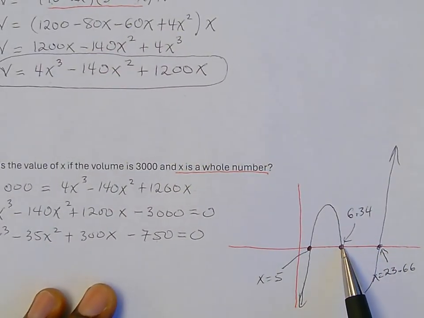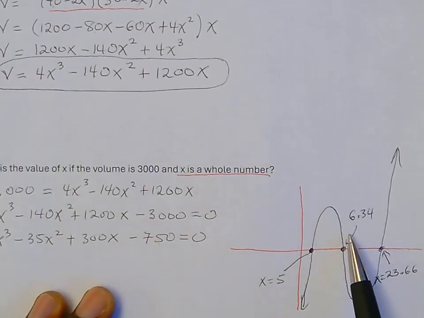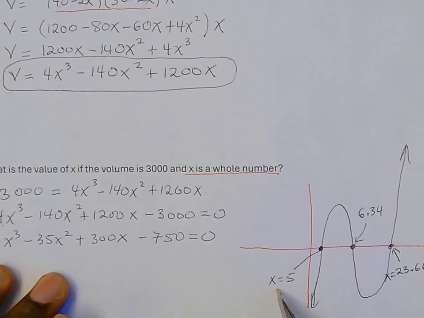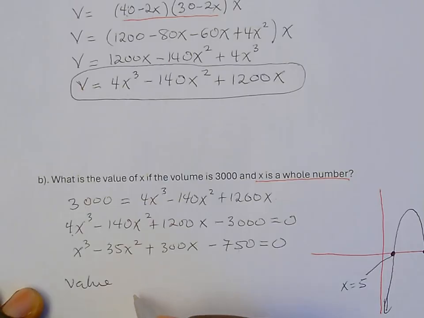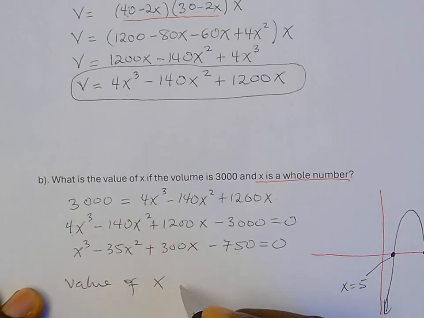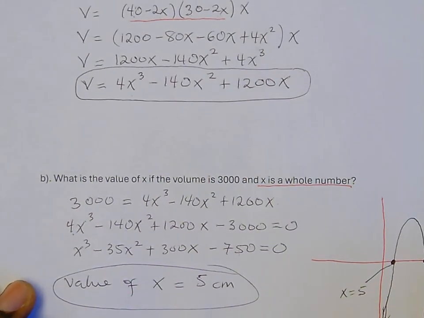This one might work, but because the question says we want x to be a whole number, we are not going to go for the 6.34. So therefore, the value of x is equal to 5 centimeters. And that becomes the correct answer.